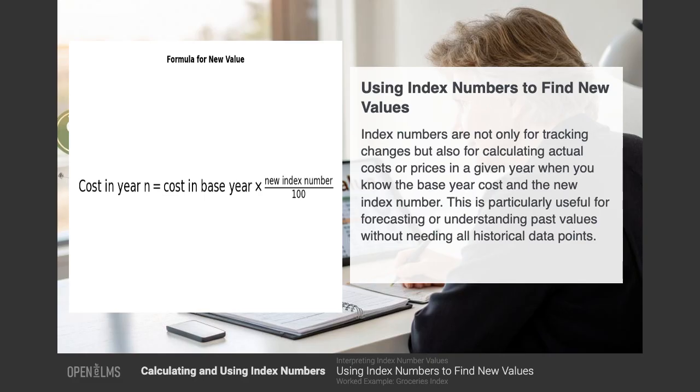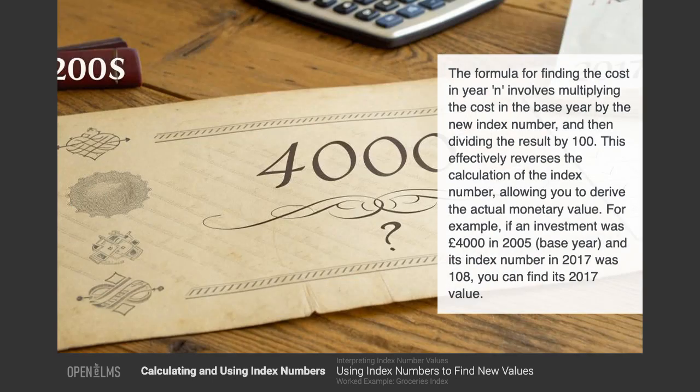The formula for finding the cost in year N involves multiplying the cost in the base year by the new index number and then dividing the result by 100. This effectively reverses the calculation of the index number, allowing you to derive the actual monetary value. For example, if an investment was £4,000 in 2005, base year, and its index number in 2017 was 108, you can find its 2017 value.